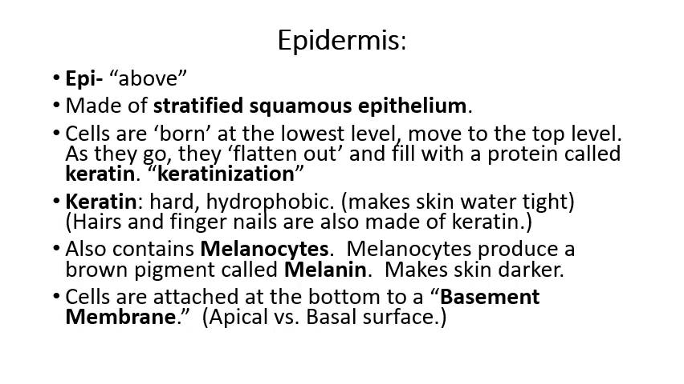As we said, the word epi means above. It is made of stratified squamous epithelium. The cells are created through cell division at the bottom level of this layer. They're born at the lowest level. They're kind of round when they're born, but as they move up towards the top, they flatten out to become squamous cells, and they fill up with a hydrophobic protein called keratin. That process is called keratinization. Keratin is hard, strong, and hydrophobic. It makes the skin watertight, so it avoids water loss. It prevents you from losing water to the environment and getting dehydrated.